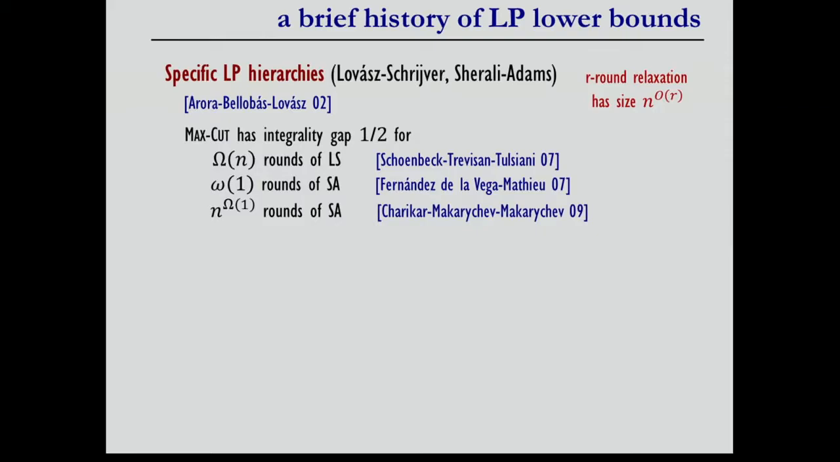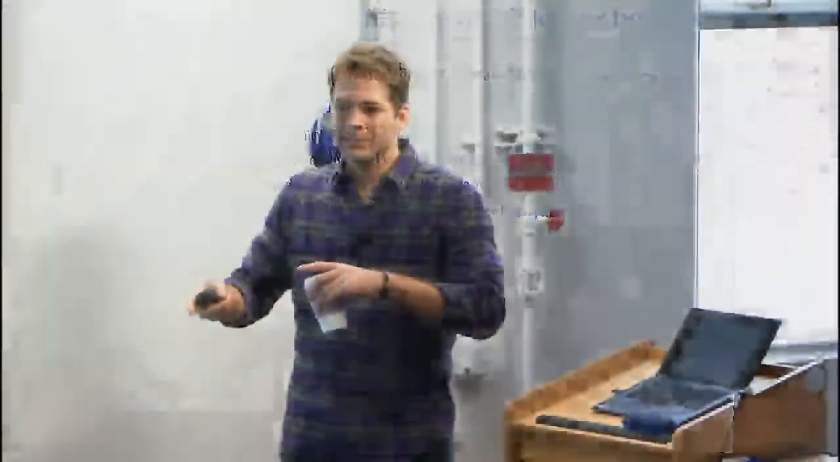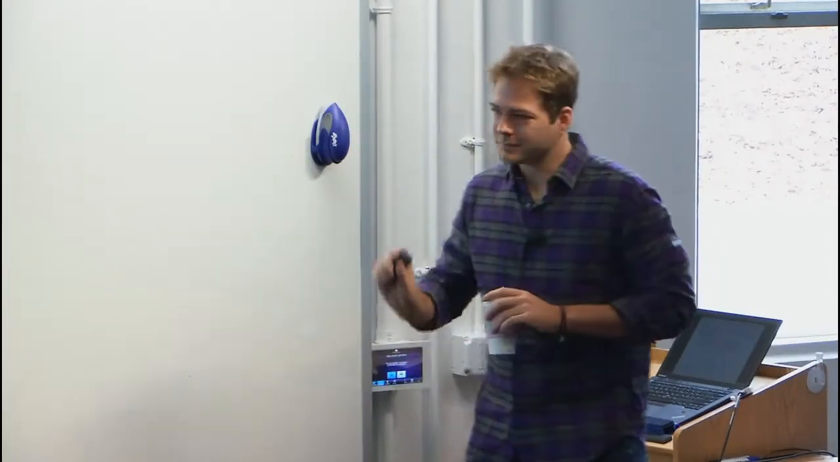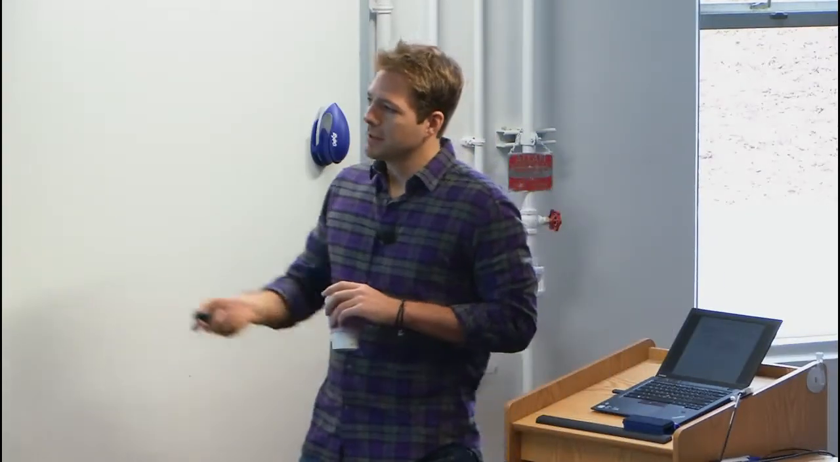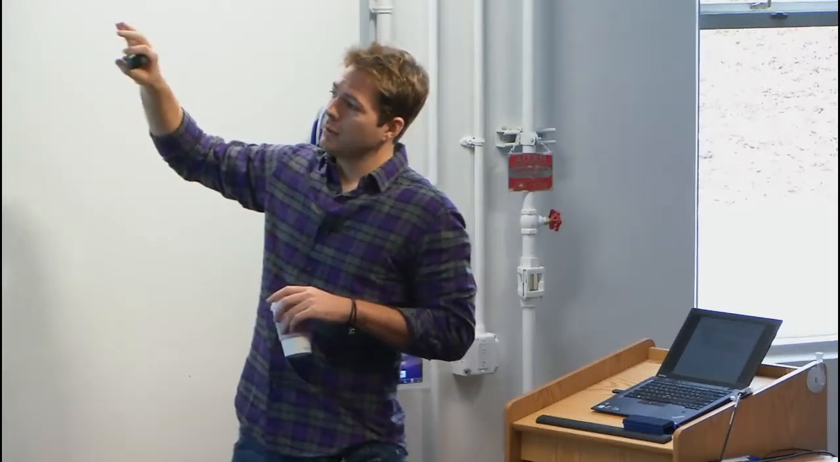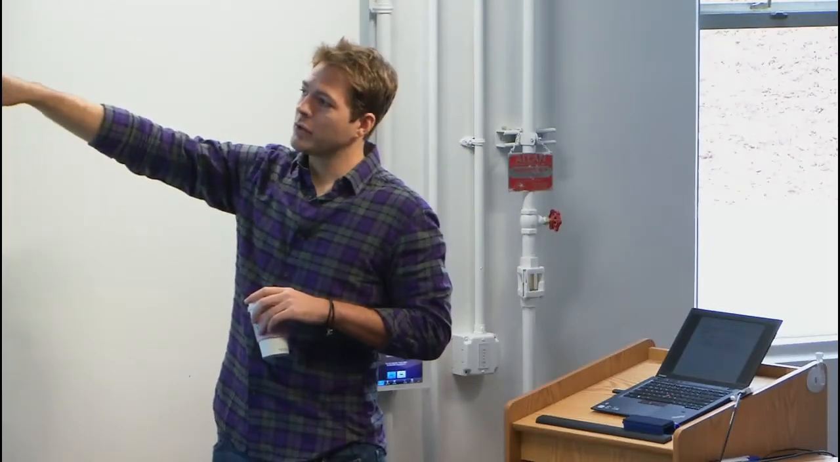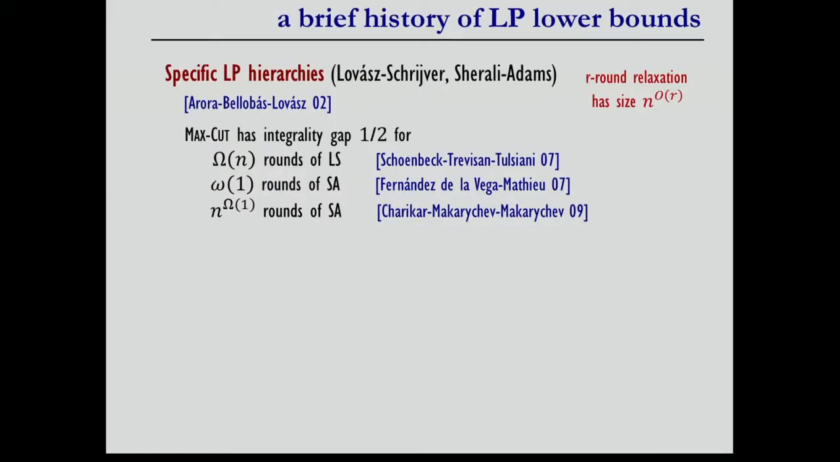There are some quantifiers there, right? To get 1/2 plus epsilon, you have a lower bound against n to the c of epsilon rounds. But actually, quite strong lower bounds. So this is one model where we have very strong lower bounds for very specific families of linear programs.